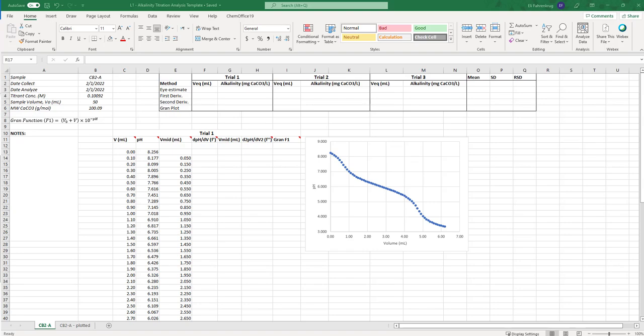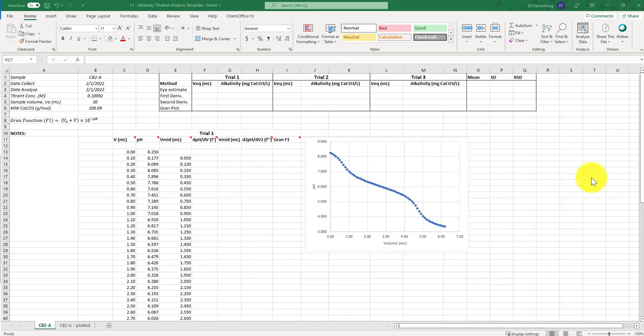Okay, this is a quick tutorial walking you through the various types of titration analyses to determine the equivalence point of a titration, a potentiometric titration. So we're going to use a specific example of alkalinity since we're going to do that frequently in the 241 course, but this would work for any potentiometric titration.